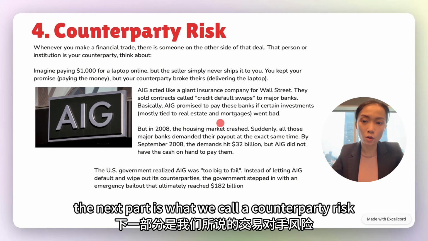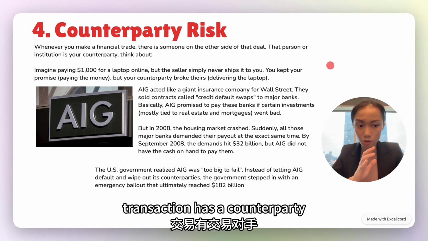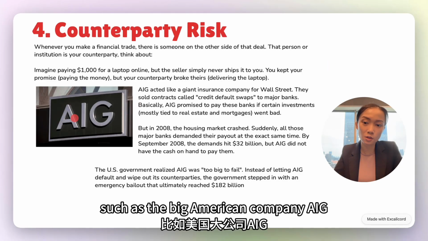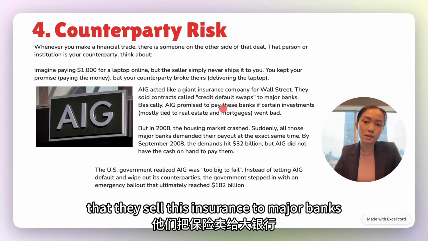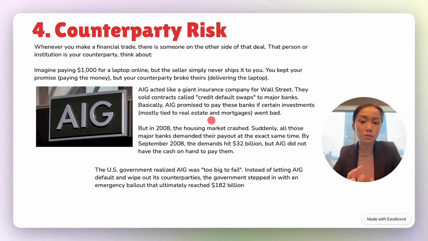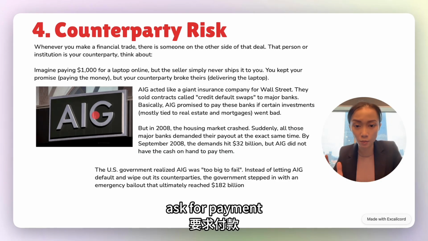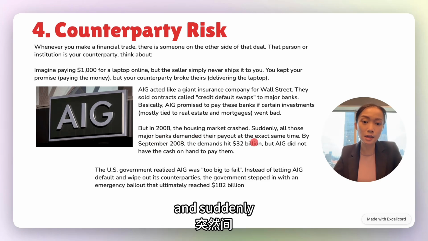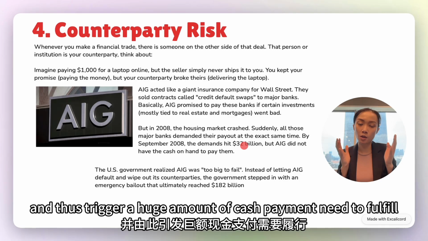Now, the next part is what we call counterparty risk. You can think about that every single transaction has a counterparty, somebody who wants to buy, somebody who wants to sell. In real life, this also happens, such as with the big American company AIG. AIG is basically an insurance company that sells insurance to major banks, and when the banks have any problem with their investments, such as mortgage repayment, the banks go to AIG and ask for payment. However, back in 2008, the housing market really crashed in the US, and suddenly all banks were demanding payment at the exact same time, triggering a huge amount of cash payment to fulfill.